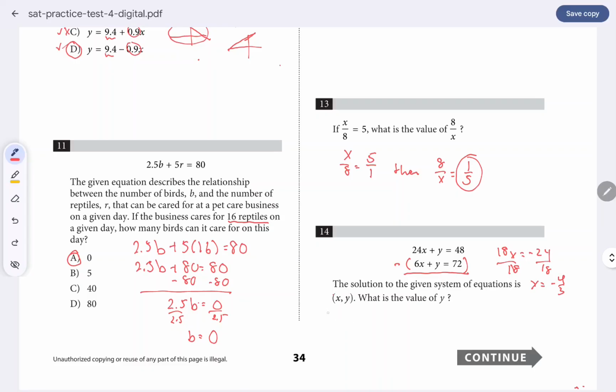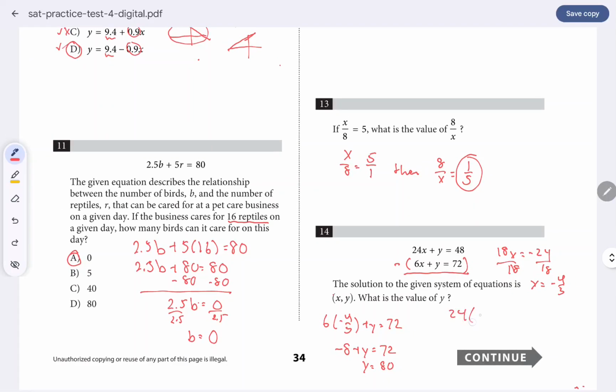Okay. Now we should be able to take that and substitute it into either equation and come up with the answer for y. 6 and 3 cancel to give me 2. 2 times negative 4 is negative 8. We add 8 to both sides, and we're going to get y equals 80.